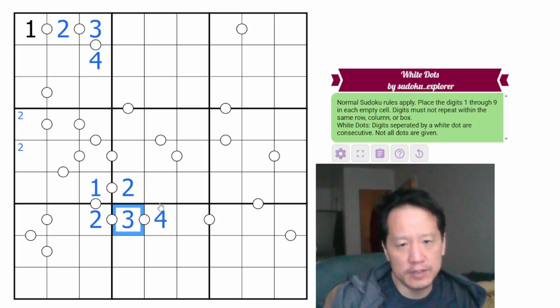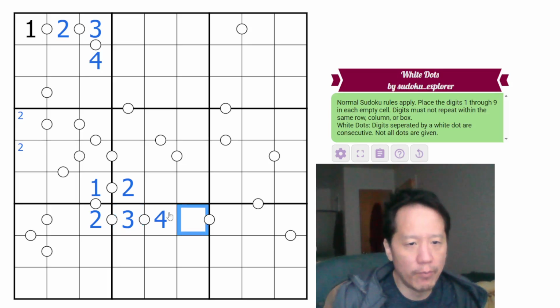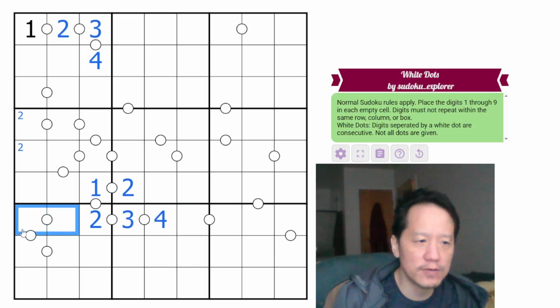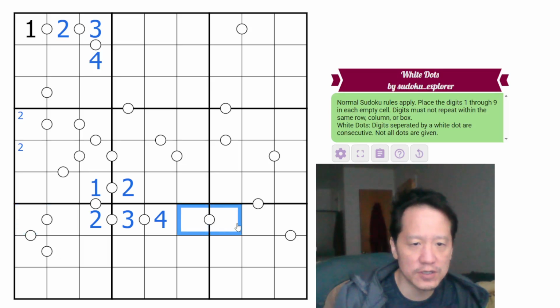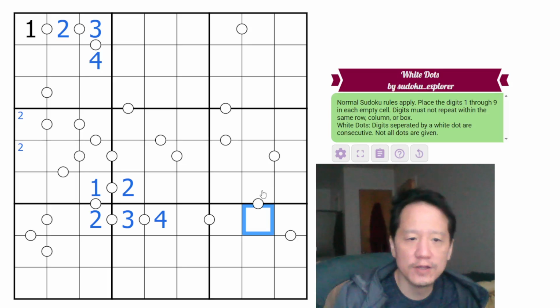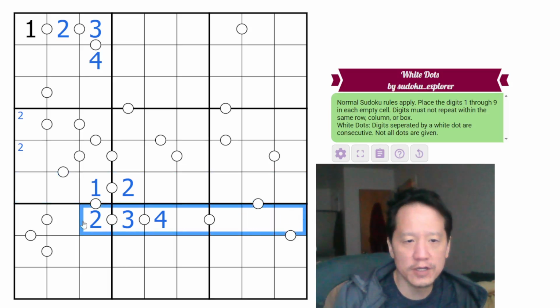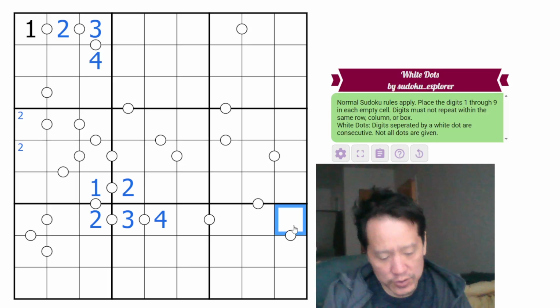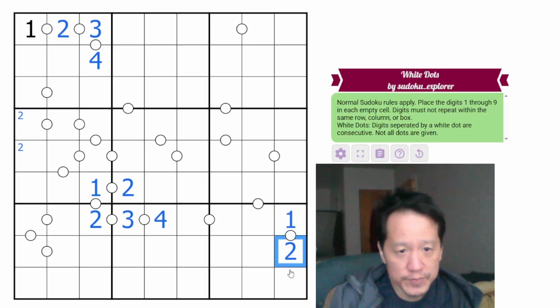Now, in this row, 1 cannot be consecutive with any other cell in this row, right? Because if 1 is consecutive with anything, it's with 2. So 1 cannot be either of these 2 cells. Now, if this were 1, this would have to be 2, and that would break because of normal Sudoku rules. So this is the only other place for 1 in row 7. That's possible. So this is 1, which forces this to be a 2.